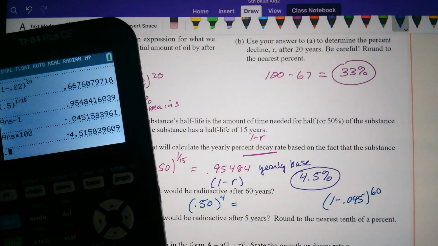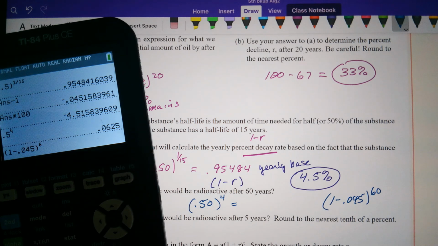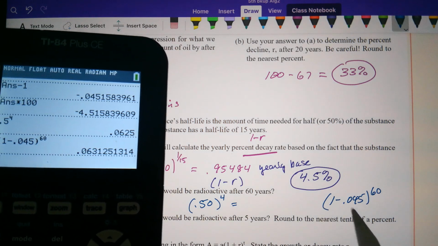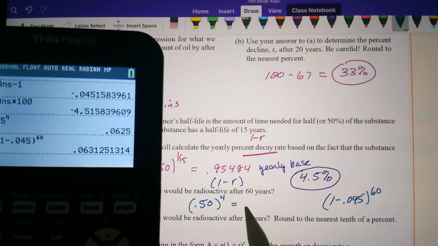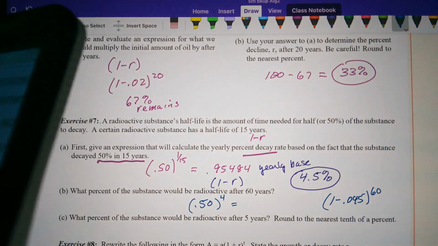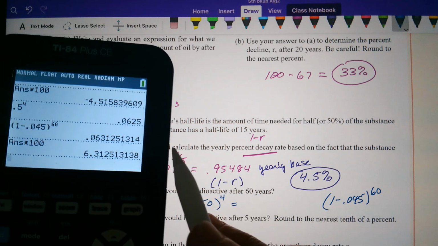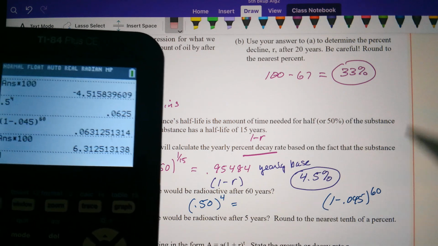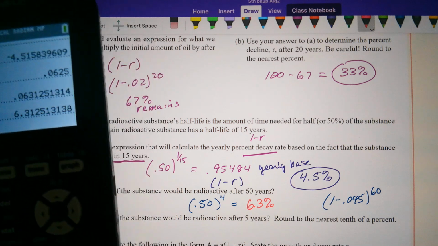Let's see. Close enough, right? We have some rounding with our 4.5. Times by 100. It's asking us for a percent, so this would be approximately 6.3%.